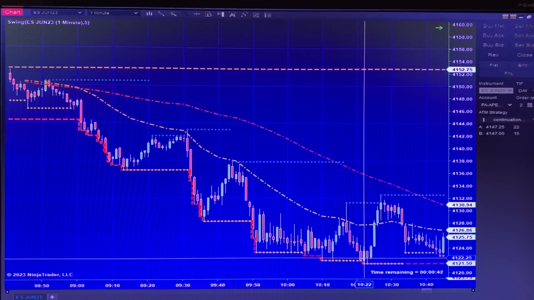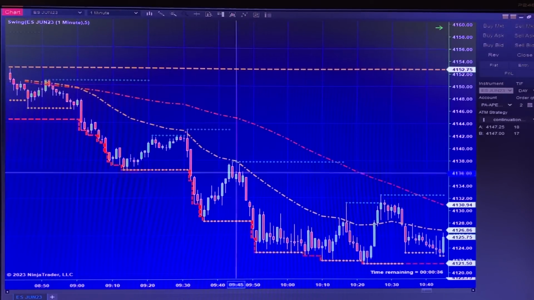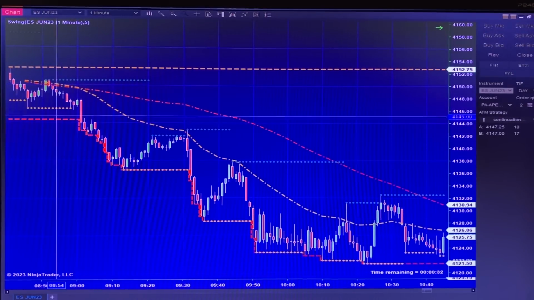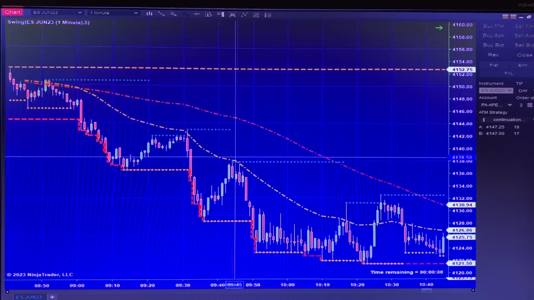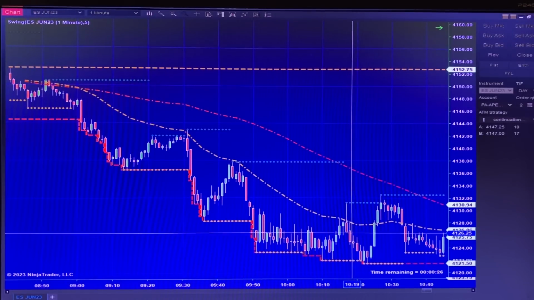Now, would I have taken this trade? Let me answer this question real quick and simple. 1, 2, this one didn't pierce. 3. This is a third test of that 9-minute gold line. I would not have taken this trade. Did it work? Well, let's see.